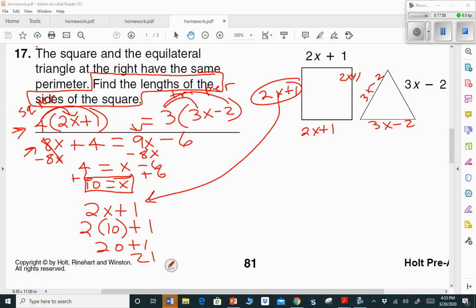And it didn't give us any units or anything, so we'll just leave it at 21 or put 21 units. Wasn't that fun? All right, finally the video's over.